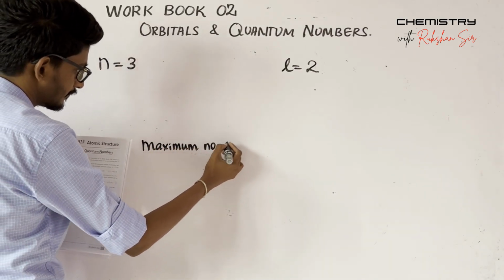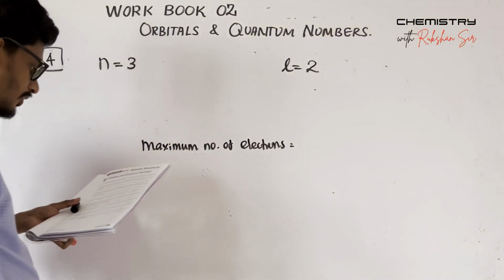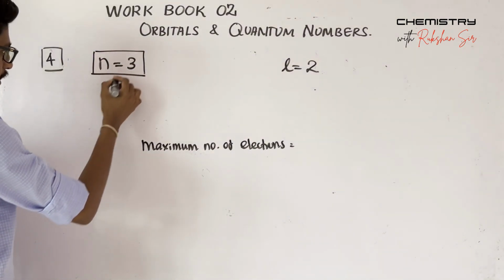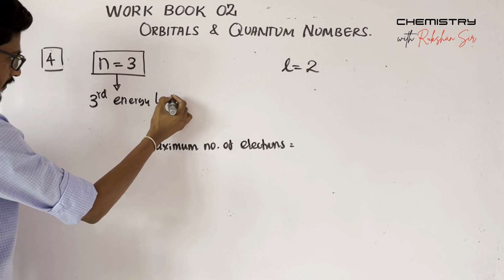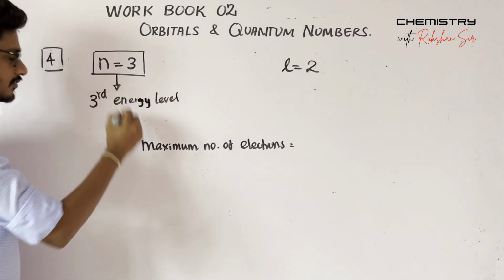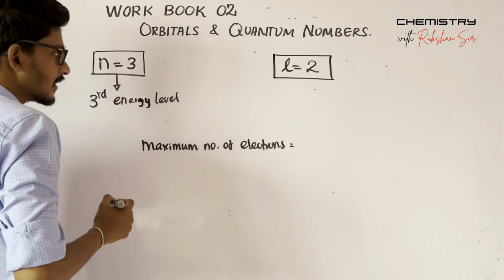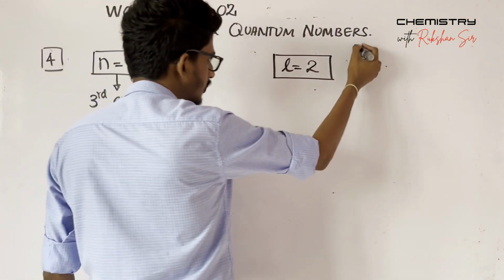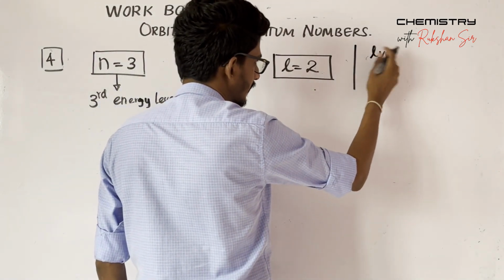Maximum number of electrons with n equal to 3 and L equal to 2. So n equal to 3 means you are dealing with the third energy level. The n value, the first quantum number, represents the energy level of the electron. L equal to 2 means you are dealing with the d subshell. You know the idea of the L value and the subshell.